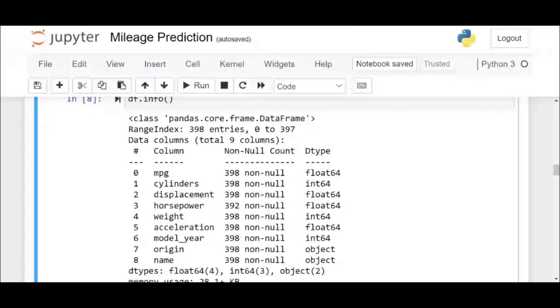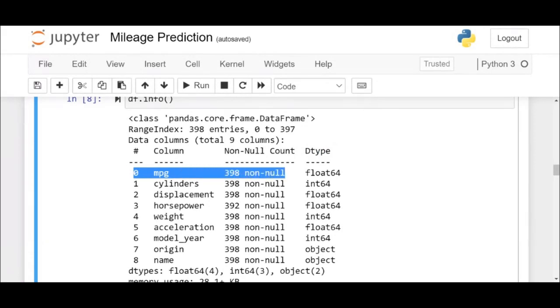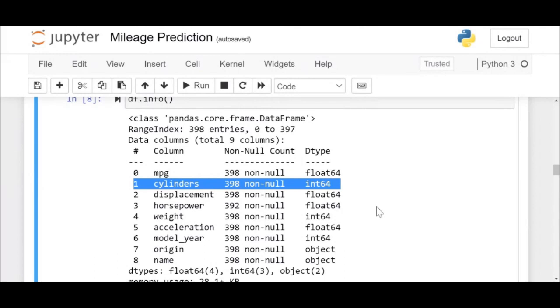Other than that, we have to see the data type. We are expecting our mileage to be a float. Yes, it is a float because mileage is a continuous variable, so it has to be a float or an integer. We want our number of cylinders to be an integer, because there is nothing like 2.5 cylinders in a car. They can be 2, 3, 4, 5, 6 and so on, not a fraction. So yes, it is an integer.